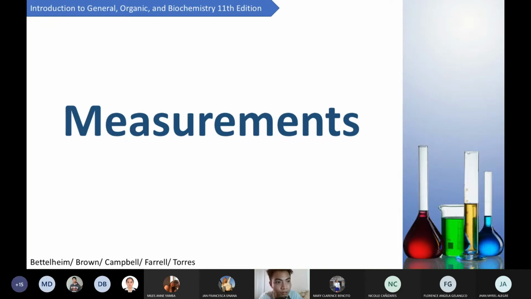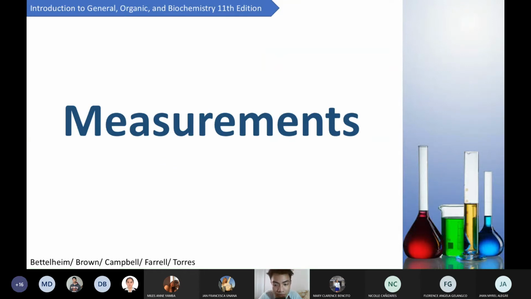Okay, so let's start our discussion, measurement. Chapter 1 na tayo. So what is measurement? Bakit ito yung first topic sa chemistry? Because number one, chemistry is heavily reliant on measurement. In order for you to do chemistry calculations, you should be able to do measurements.